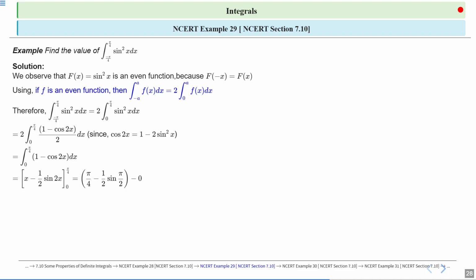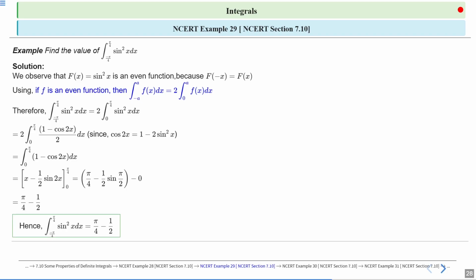At first put the upper limit value, that is pi by 4 minus 1 by 2 sine 2 into pi by 4, that is pi by 2, minus 0, because sine 0 is 0. So we get pi by 4 minus 1 by 2, because sine pi by 2 is 1, and that is the value of the definite integral, pi by 4 minus 1 by 2.